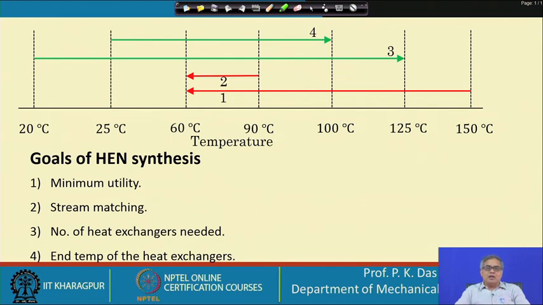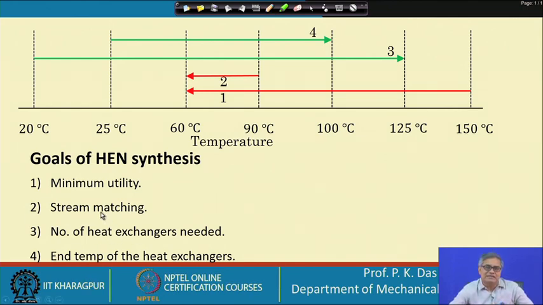Then, for that minimum utility I have to tell what is the minimum usage of cold utility I can tell, and what is the minimum usage of hot utility I can prescribe. So, these two things I have to find out from the synthesis of heat exchanger network.